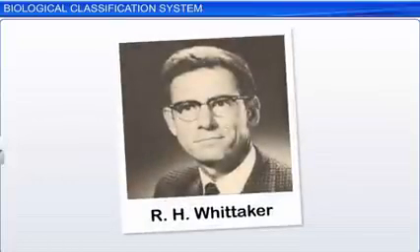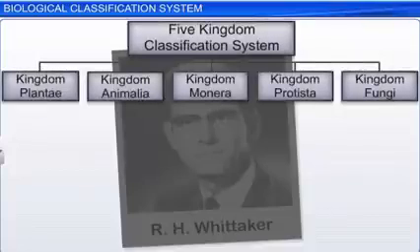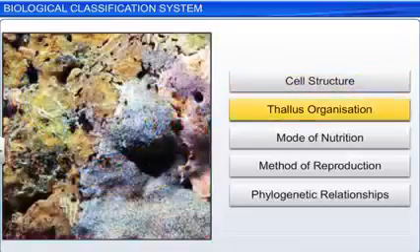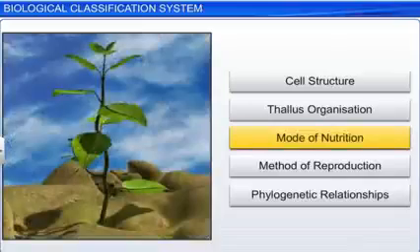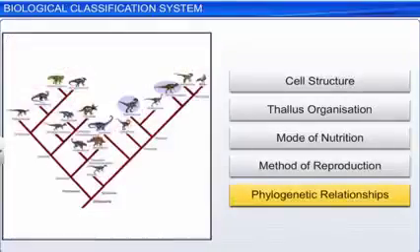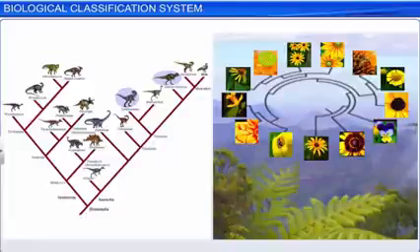In 1969, R.H. Whittaker proposed a five-kingdom classification system where three more kingdoms, Monera, Protista, and Fungi, were added to the existing kingdoms of Plantae and Animalia. The main criteria that Whittaker used for this classification system were cell structure, thallus organization, mode of nutrition, methods of reproduction, and phylogenetic relationships. Phylogenetics is the study of evolutionary relatedness among various groups of organisms.